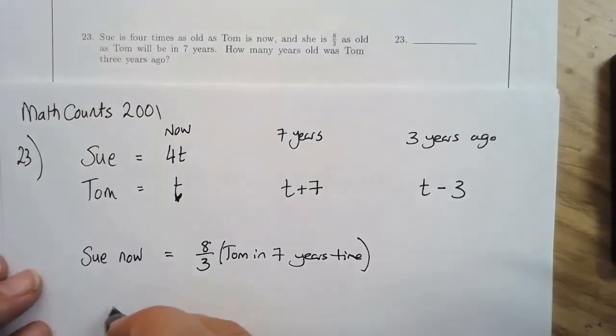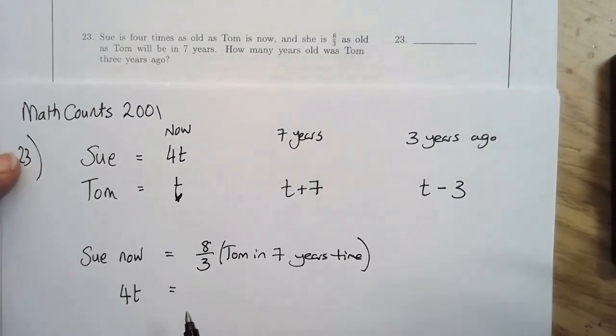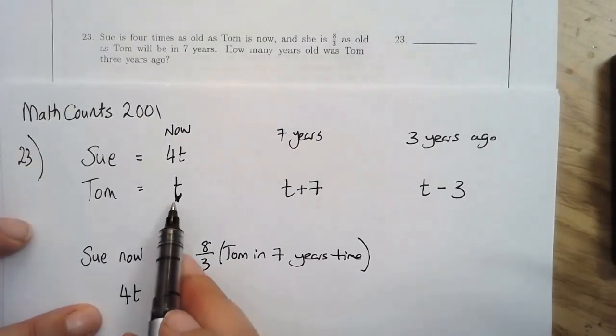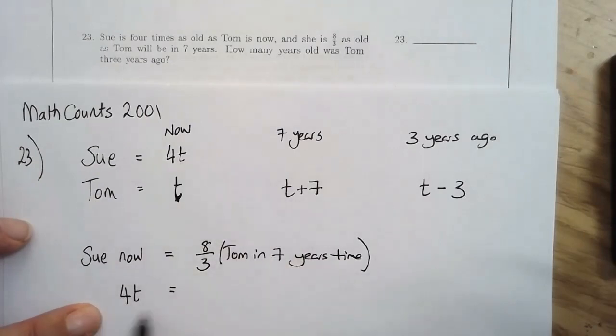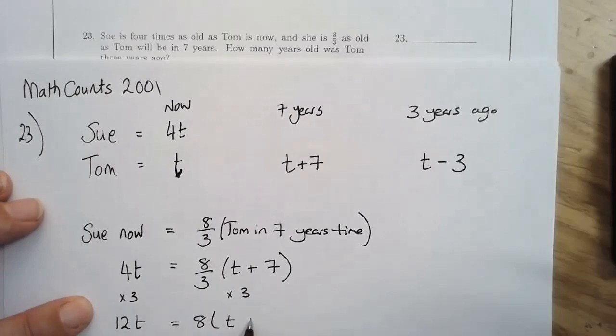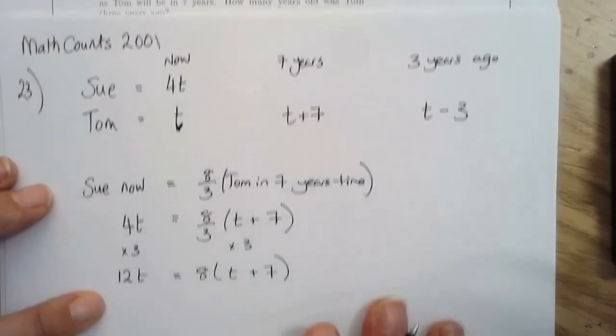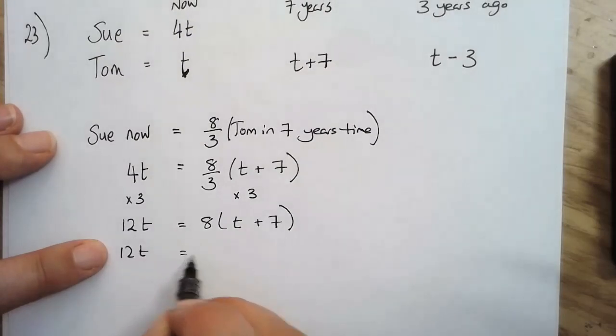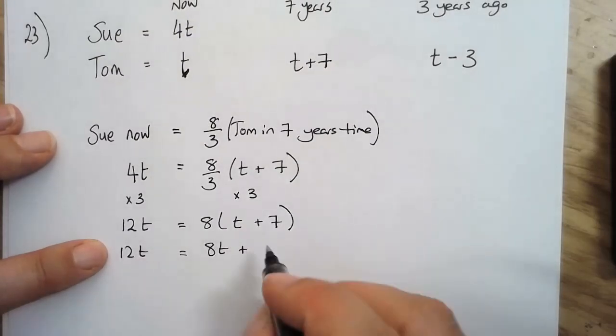So we can form an equation for T. Now you could do this with trial and error. I prefer the equation using algebra, but you could put in different numbers for T and see what comes out. 4T equals 8/3 of Tom in 7 years' time, which is T plus 7. Whatever Tom is now, plus 7 years is Tom in 7 years' time. I'm going to multiply both sides by 3 because I don't like fractions. So this becomes 12T equals 8 times (T plus 7). I'm then going to expand this bracket: 7 multiplied by 8.